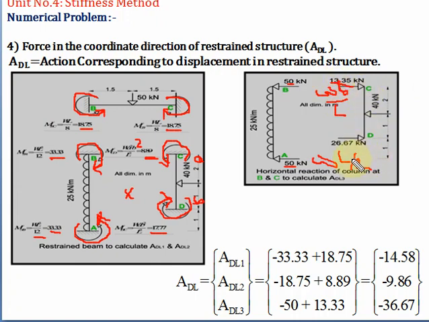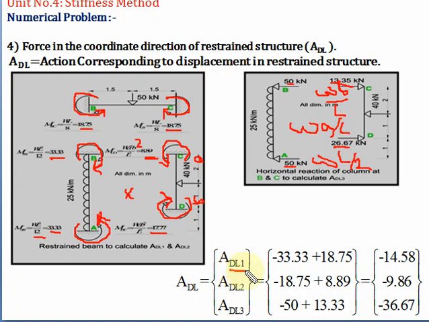13.35. Now here what will be the formula to find out the support reaction at D? It will be WA upon L. So what is the value of W here? 40. What is the value of A? 2, and L is 3. So we are getting the answer 26.67. So here we have found out the support reactions.